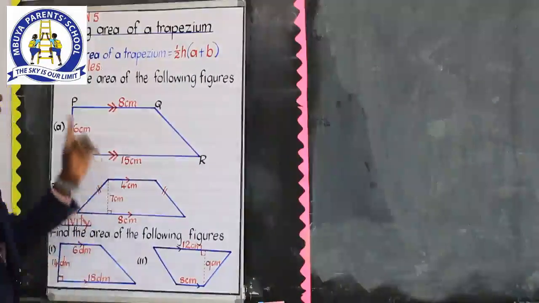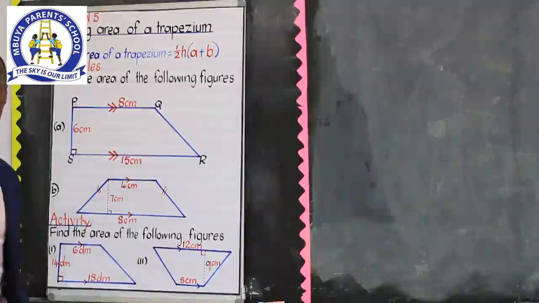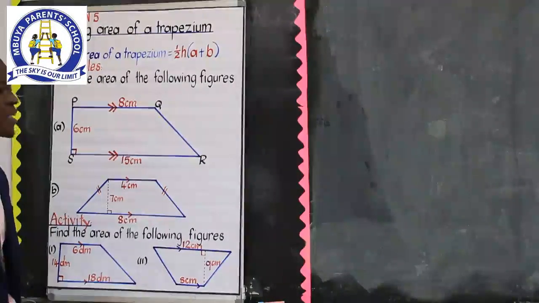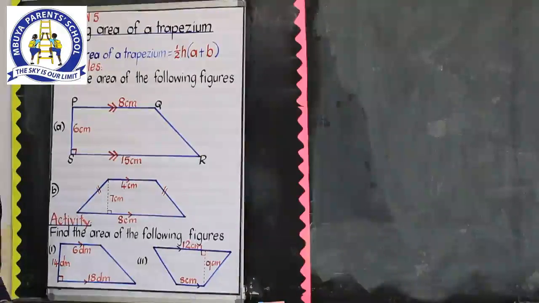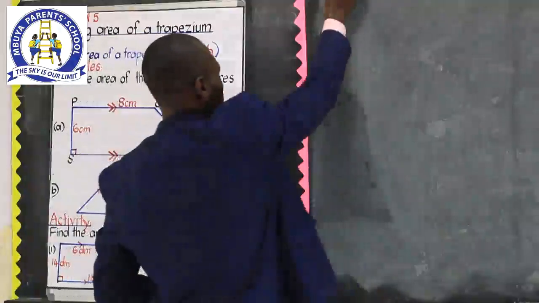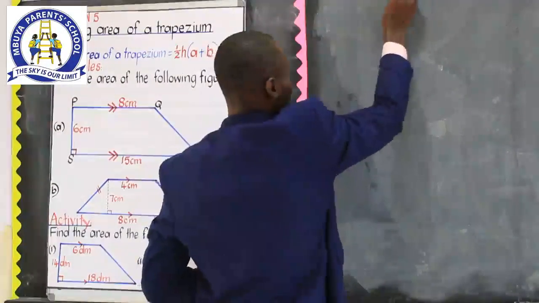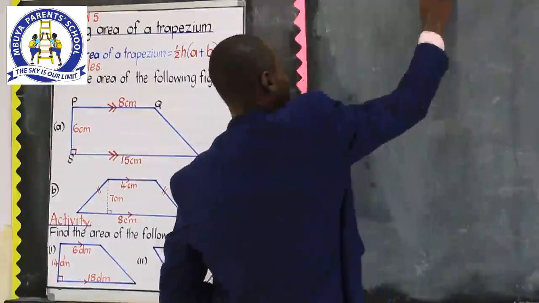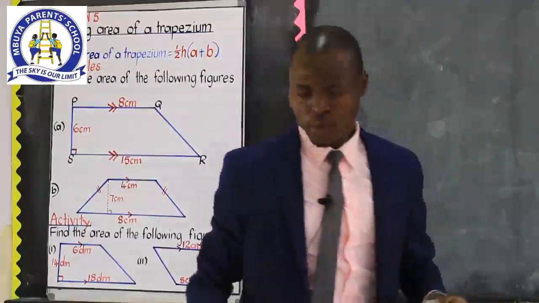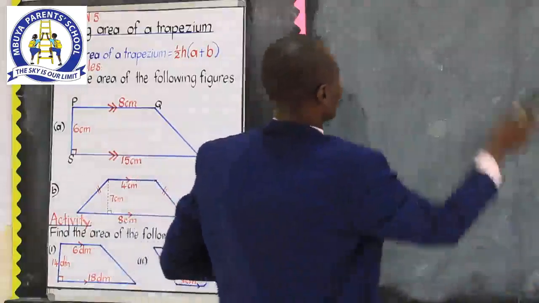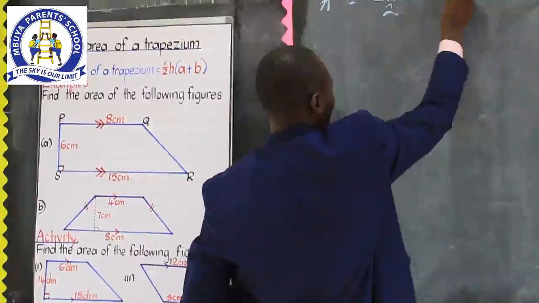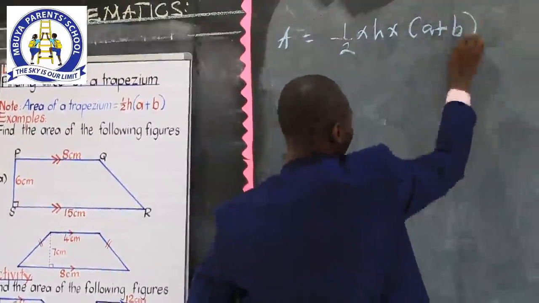Note, area of a trapezium is obtained from the formula: a half times height into the sum of A and B. I wish to share that one with you. A half h into the sum of A plus B.